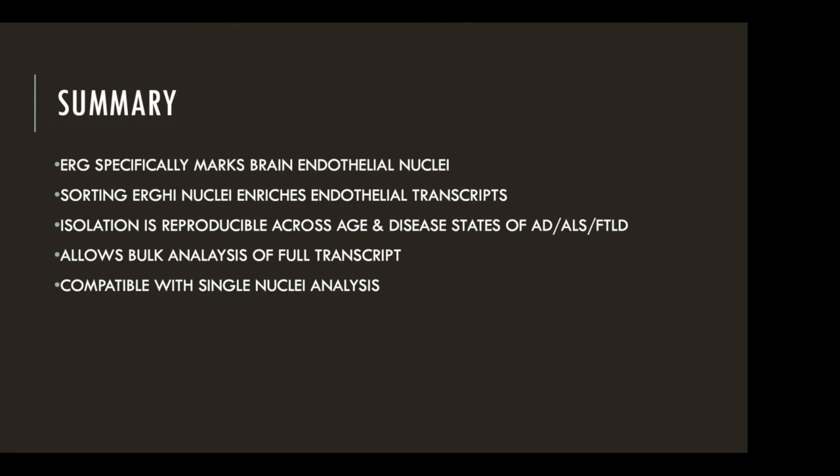We can use ERG to specifically mark brain endothelial cell nuclei. We can sort this ERG high population to enrich endothelial cell transcripts. The isolation is reproducible across age and disease states that we've looked at: Alzheimer's disease, ALS, and frontotemporal lobe dementia. It allows bulk analysis of the full transcripts, which is important because we can do this splicing analysis that I mentioned we were interested in. And it's compatible with single nuclei analysis. So we can take these sorted endothelial cell nuclei and put them into a 10x workflow and start to look at subsets of the endothelium by really concentrating on endothelial cells coming from the brain tissue.